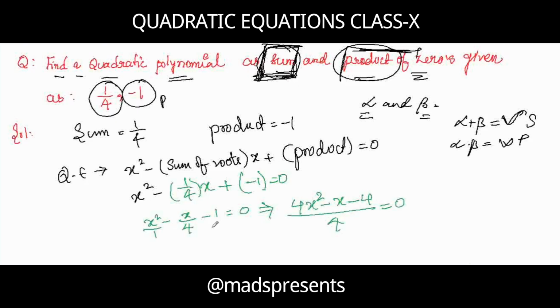Just take the LCM here. That's it. Now send 4 to the other side. 0 into something will be 0. Then your final answer is 4x square minus x minus 4 is equal to 0. So this is your answer.